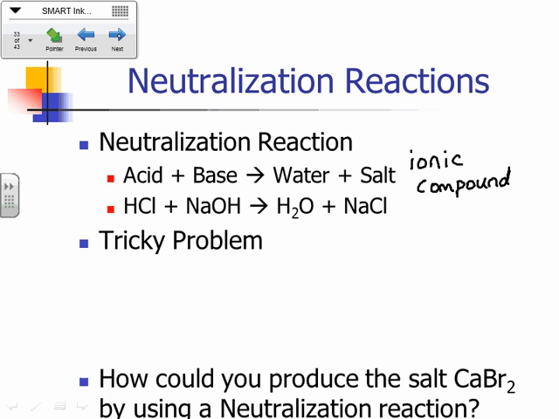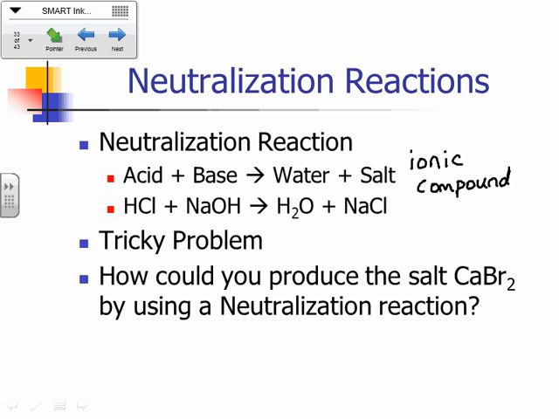Okay, so tricky problem here. How could you produce the salt CaBr2 by using a neutralization reaction? Okay, so what it's saying is, how could you, instead of making NaCl as a product, how could you make CaBr2 as a product?